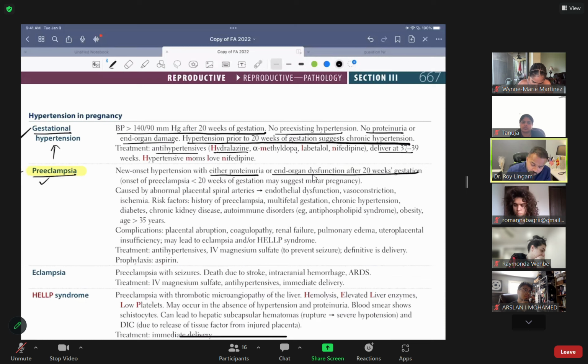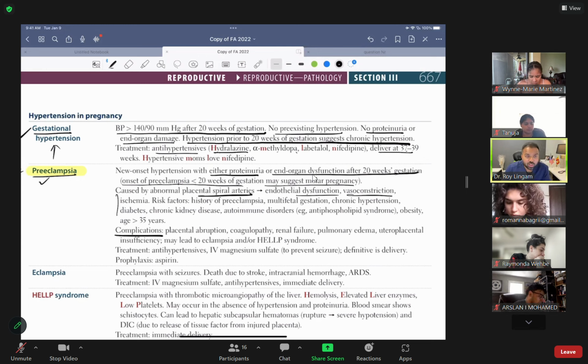Okay. Onset of preeclampsia before the 20th week of gestation may suggest molar pregnancy. This is due to the spiral arteries of the placenta. That's one of the reasons they could get endothelial dysfunction, vasoconstriction, any of those things. They're not going to ask you any of this. What they're going to ask you is the complication. What do you think will be the complication? You should know without looking at it. If the blood pressure is high, it can push the placenta away. So placental abruption, look at that. And some other issues: coagulopathy, renal failure, pulmonary edema, insufficiency of the placenta, all these things, folks.